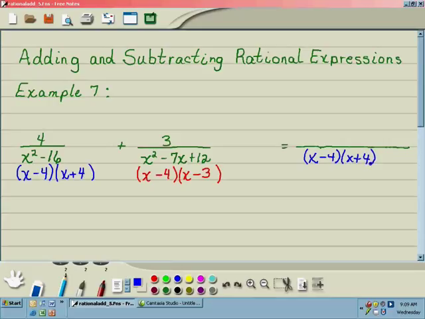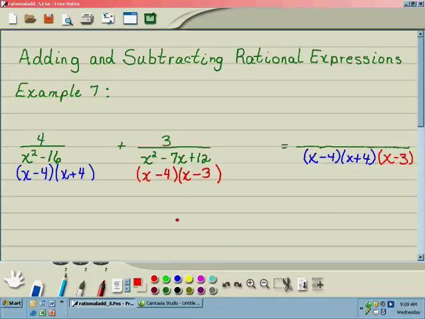Now, as we next look to the next fraction, I want you to notice that x minus 4 is already here. And because it's already here, we do not need to write it again. However, the x minus 3 is not over there, so we will write the x minus 3. And now that is our common denominator.